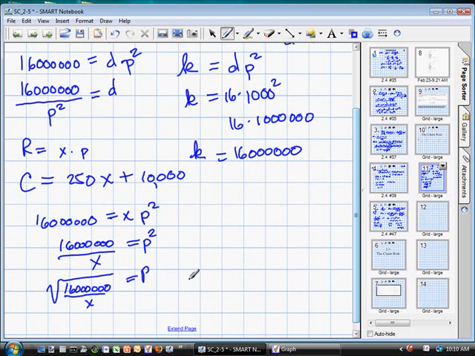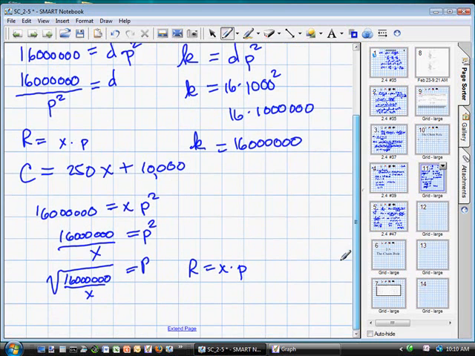Now we'll pull this guy in. Revenue equals X times the demand. And I get X times that. Revenue equals... okay. And finally, ooh, that's going to really be ugly, isn't it?